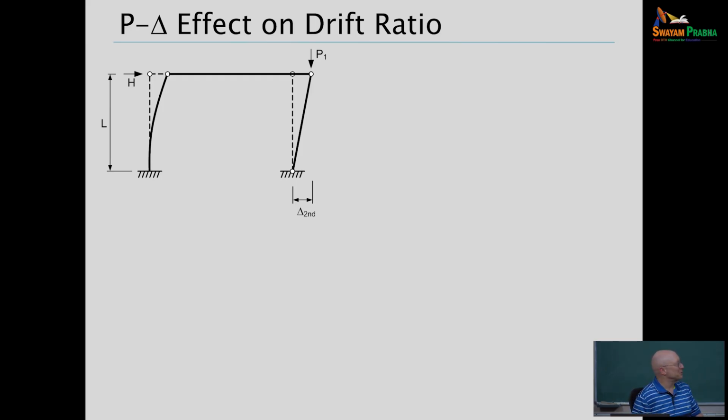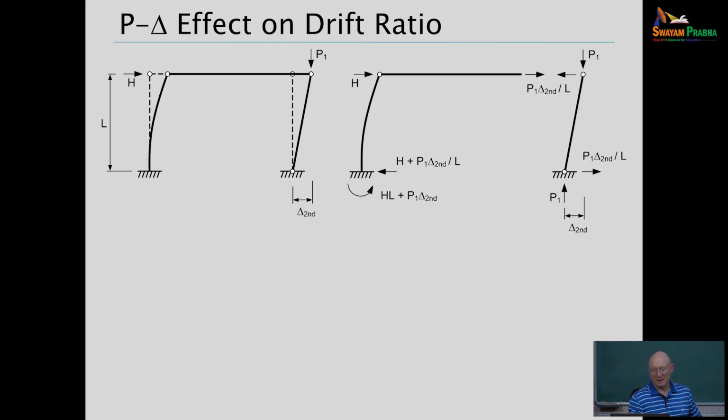And for purposes of our initial discussion here, let's say that the only significant gravity load or vertical load on the system is P1. That's on our leaning column. We have a story shear or a lateral load on the story H, and the question is, okay, so what is the second order deflection, the story drift, delta second, given these two loadings on our story?